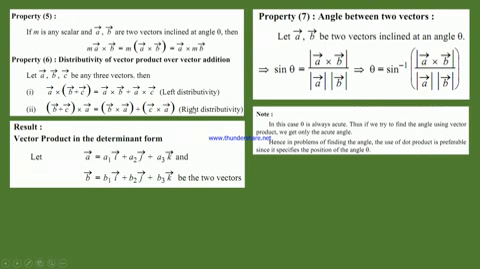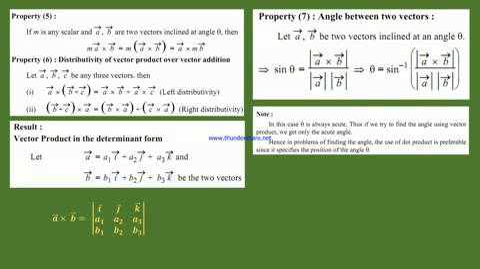Very important: left distributive and right distributive, because here the cross product is not commutative, right? For a commutative product we can write it anyway, but if it is not commutative, we have to be very careful with the place of the vectors. So A vector cross B vector plus A vector cross C vector is the left distributive. For the right distributive, we distribute on the right side: B vector cross A vector plus C vector cross A vector. Vector product in the determinant form.